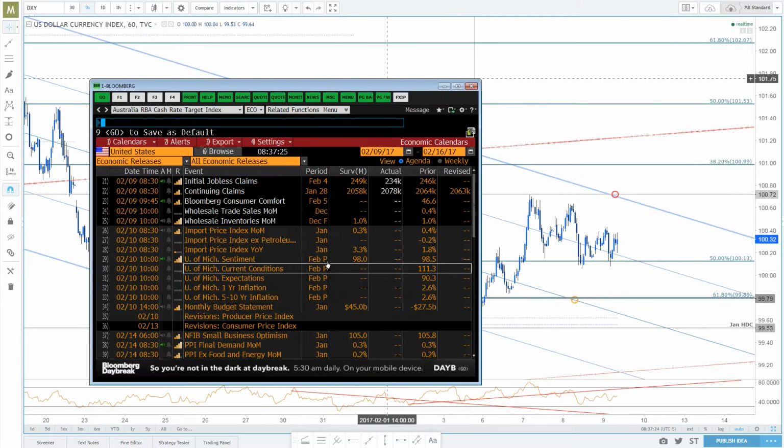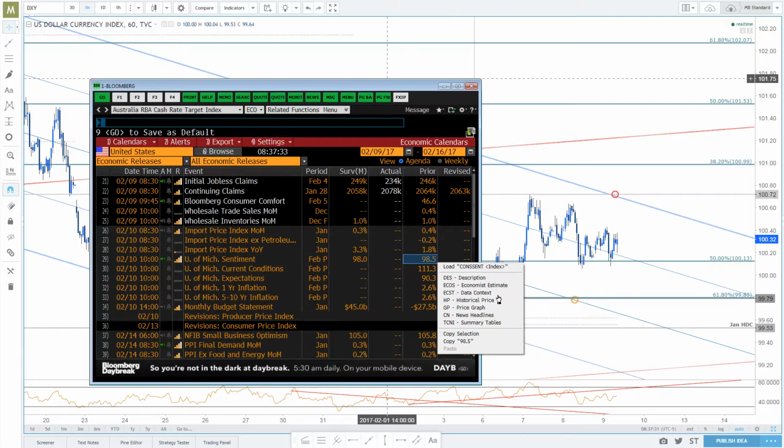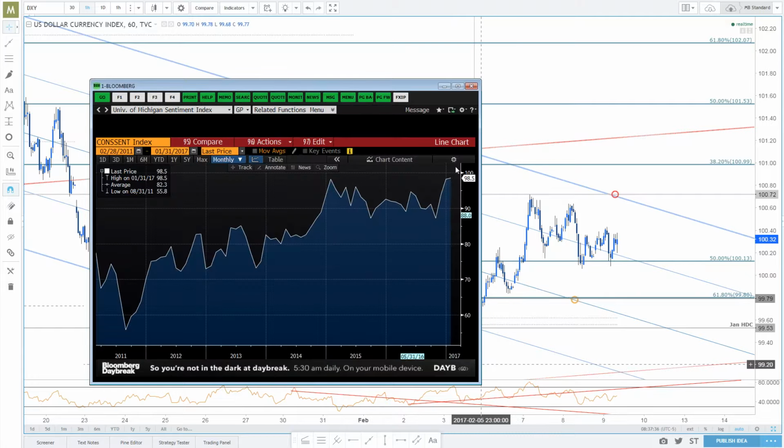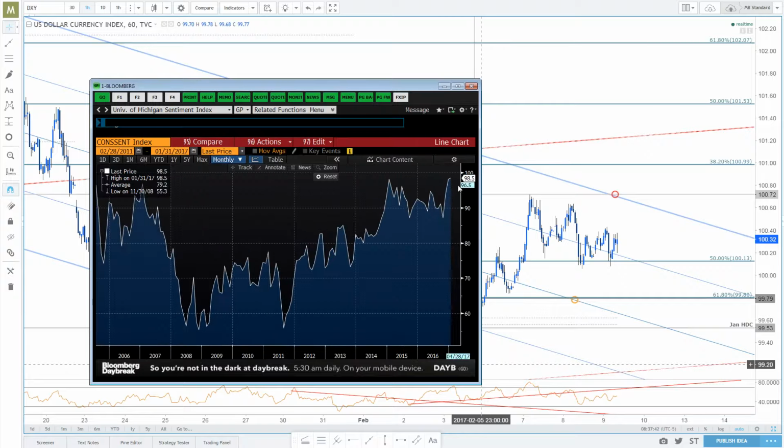The University of Michigan, this is a preliminary read for February. It's supposed to come in at 98.5. We're coming off a previous read of 98.5. If we just look at this to see where we've been, it's actually pretty nice. We're at a pretty nice high. So the propensity here for the dollar, if you do start to see a little bit more of a build, could be a nice rebound, but I still think you treat that as exhaustion if it happens first.